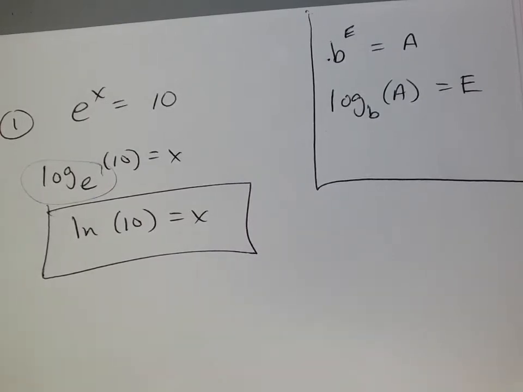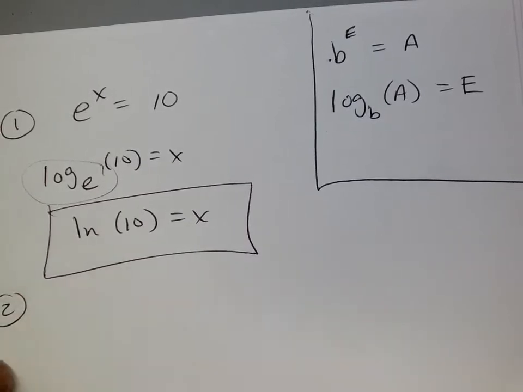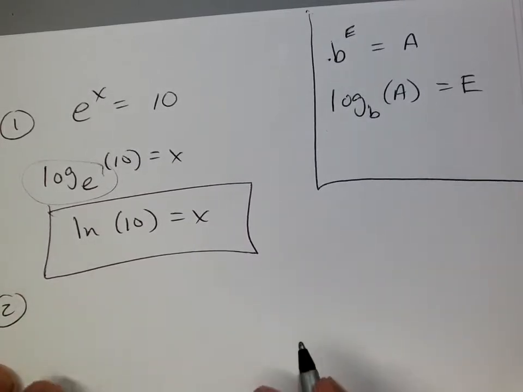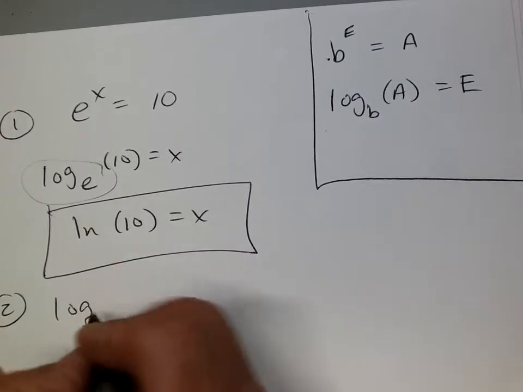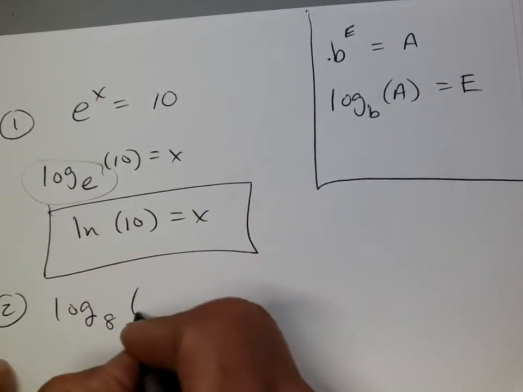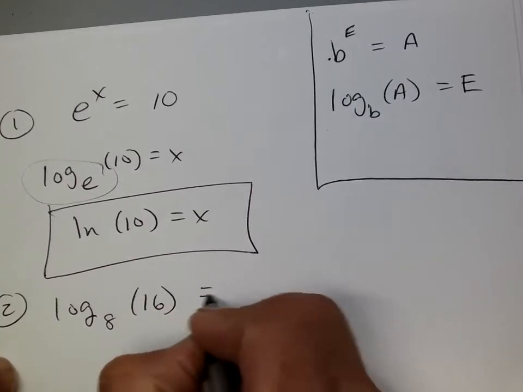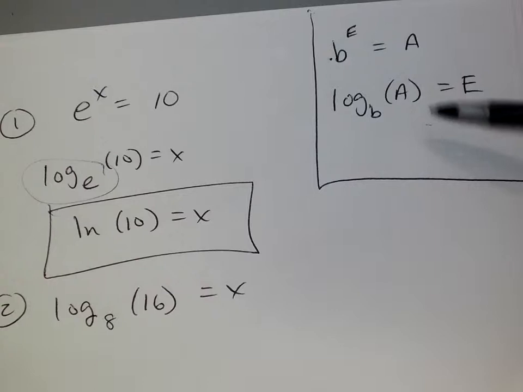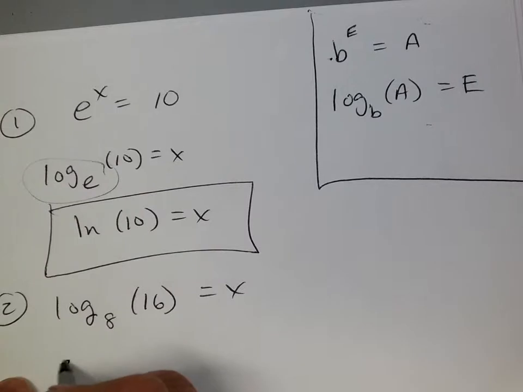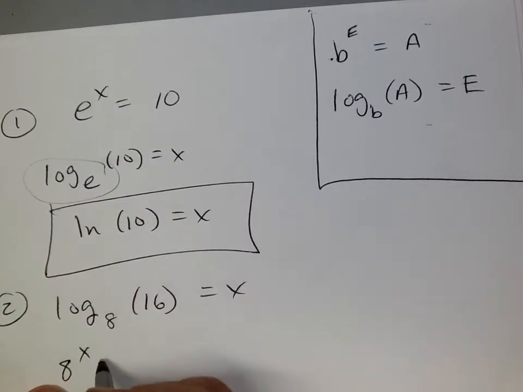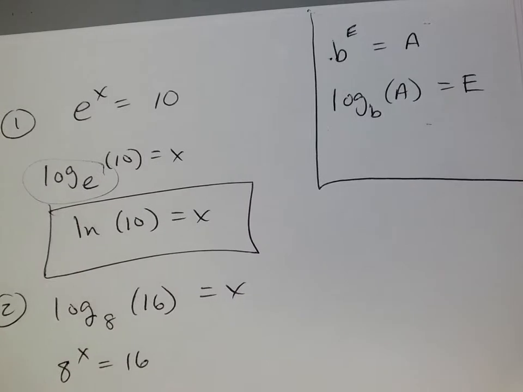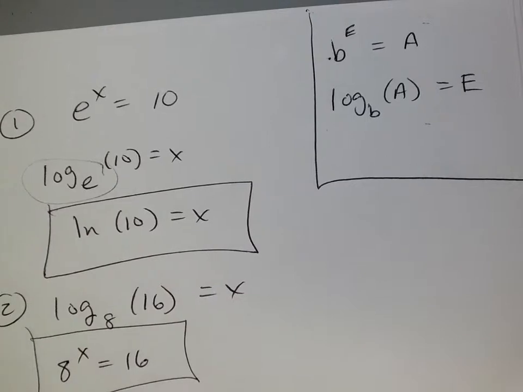Okay, thumbs up. Number 2. It's coming back to you, isn't it? Number 2 says rewrite it in exponential form. So I have log base 8 of 16 equals x. I'm just going to take it from my log form to my exponential form. Here's my base, 8. I'm going to go 8 to the x equals 16. And that's all we want. Don't solve it. Done. So make sure you can transpose it from one form to another, okay? Don't solve it, just rewrite it.